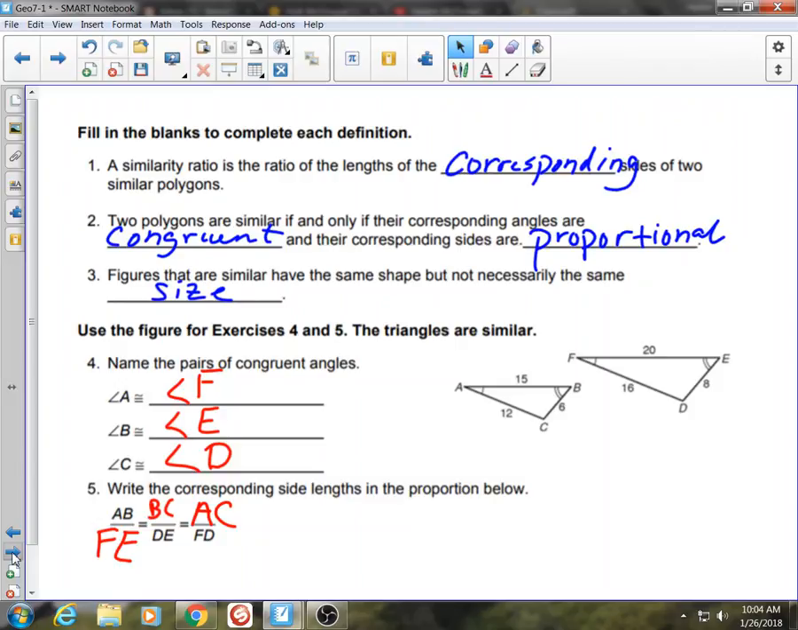So notice here the ones on top were always AB or BC or AC. The ones on the bottom were Fs, Es, and Ds. So they relate to their triangle. This triangle was always on the bottom. This triangle was always on the top part of that proportion. Ready to move on? All right. Let you get that written down.